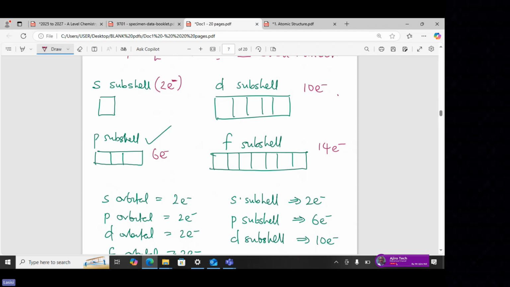How many orbitals are there? It's 9. It's not in the syllabus, don't worry. 9, because every orbital can only hold 2 electrons.